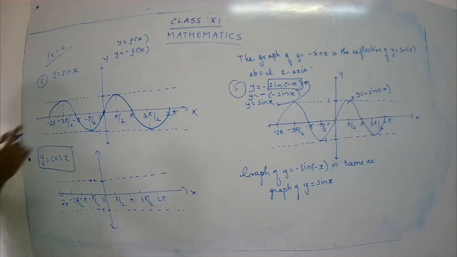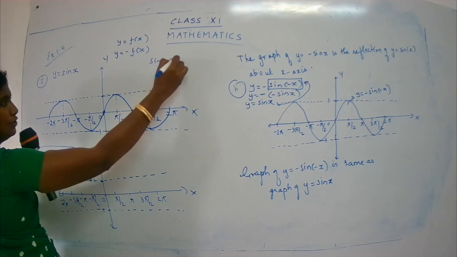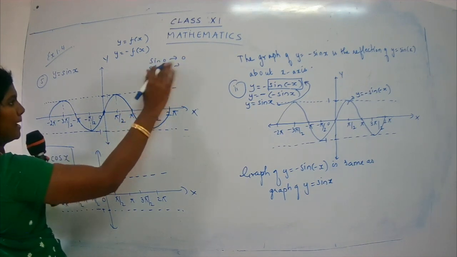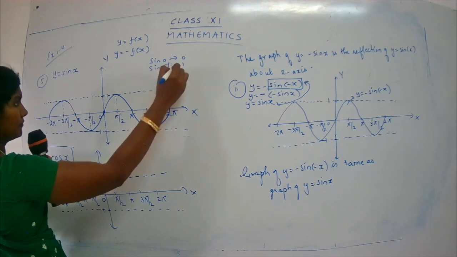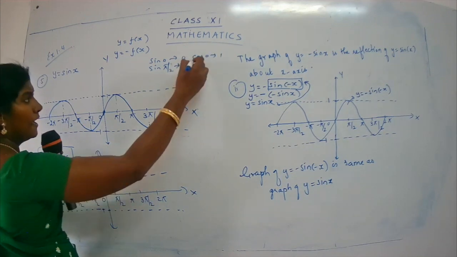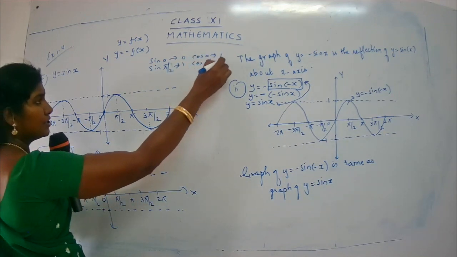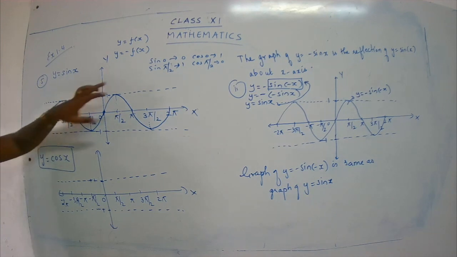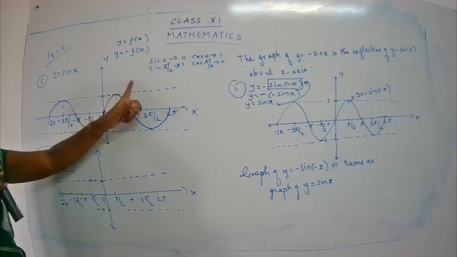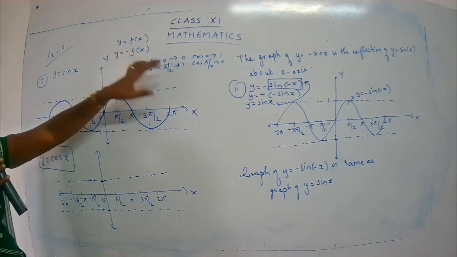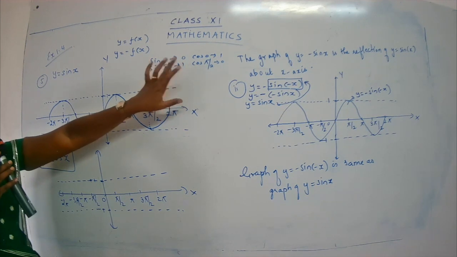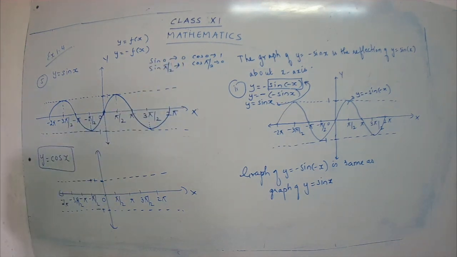Now for sine we took two values. I told you sine of 0 is 0 and sine of 90 degrees is 1, that is, sine of pi by 2 is 1. Similarly, cos of 0 is 1 and cos of pi by 2 is 0. Remember, here we started the graph from 0. So how was your graph starting? The graph was starting from 0. And how is the graph of cos going to start? The graph of cos is going to start from 1.